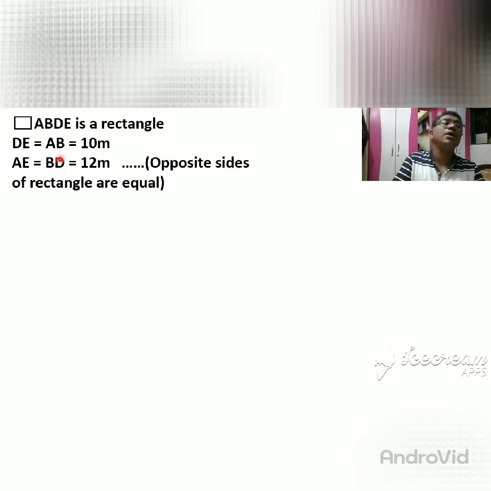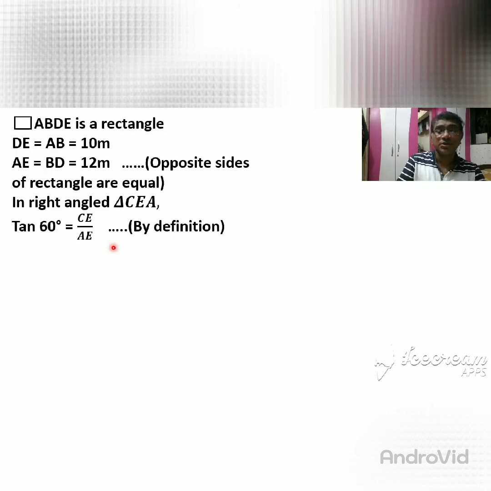Then AE is equal to BD. So AE and BD are 12 meters. So here I write 12 meters. Opposite sides of a rectangle are equal, so they are congruent. Then in right triangle CEA, we want to find out CE. In CEA, tan 60 is equal to CE upon AE.